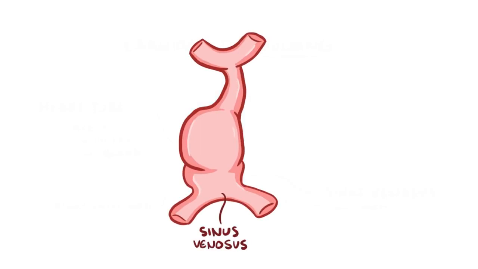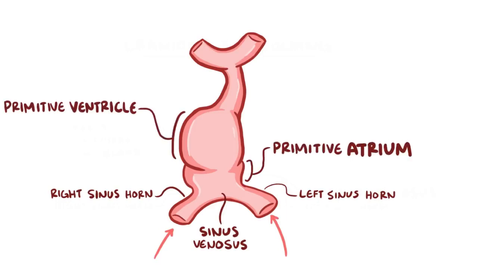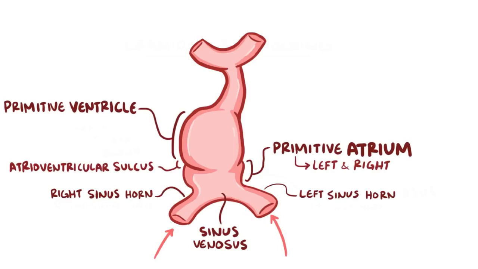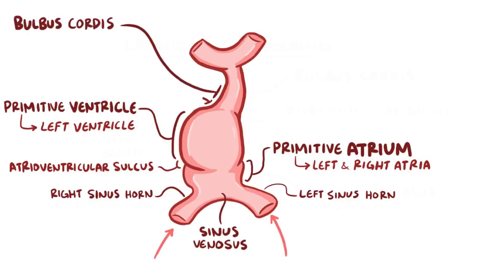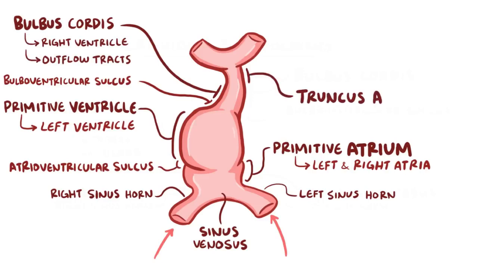First, there's the sinus venosus, which has a left and right sinus horn that bring blood in, and above that there's the primitive atrium, and then the primitive ventricle, which are separated from one another by the atrioventricular sulcus. The primitive atrium gives rise to the left and right atria, and the primitive ventricle forms the left ventricle. The primitive ventricle is separated from the next region, called the bulbus cordis, by the bulboventricular sulcus. The first part of the bulbus cordis forms the right ventricle, as well as the outflow tracts for both ventricles. Finally, at the top of the heart tube, there's the truncus arteriosus, which pumps blood through the aortic sac into an early version of the circulatory system made up of the aortic arches.